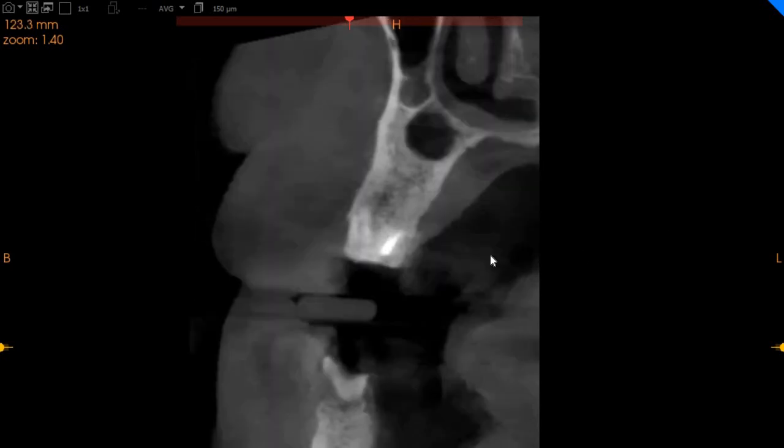Upper left 4, again BDRs are present for two roots. Will need an extraction. We will have 9 millimeters of width with 11 millimeters of height.